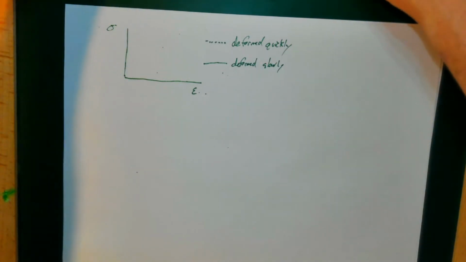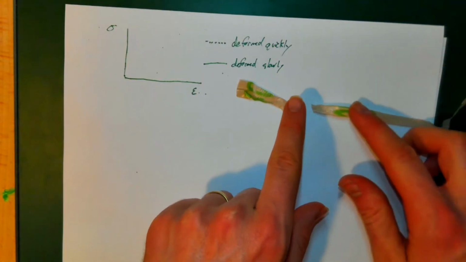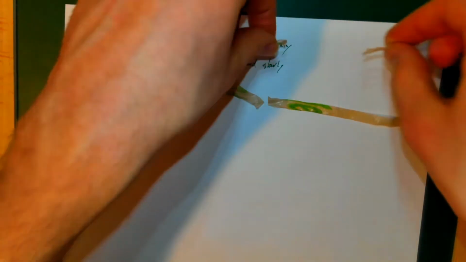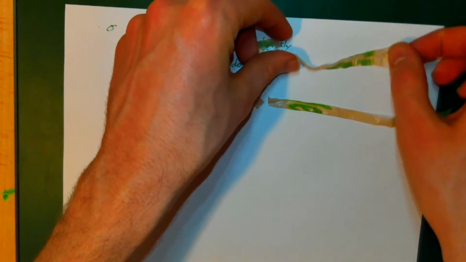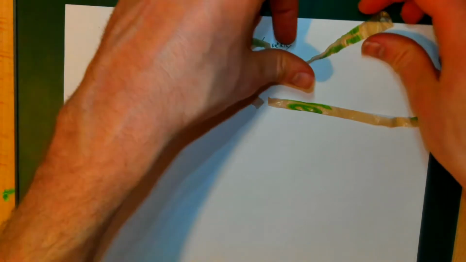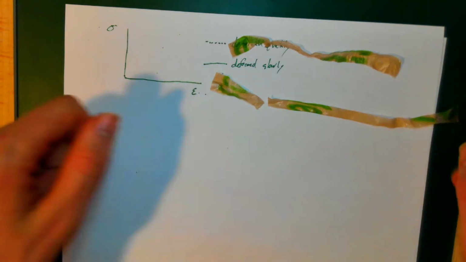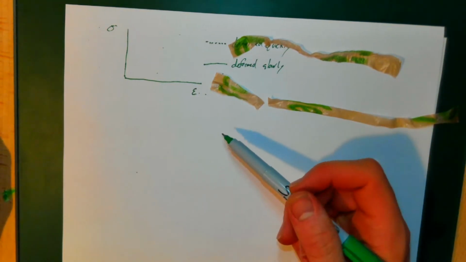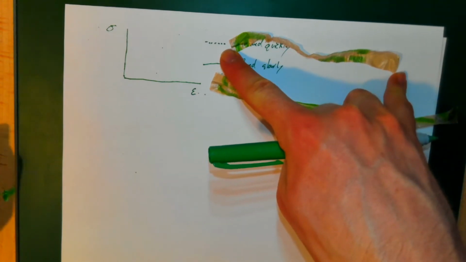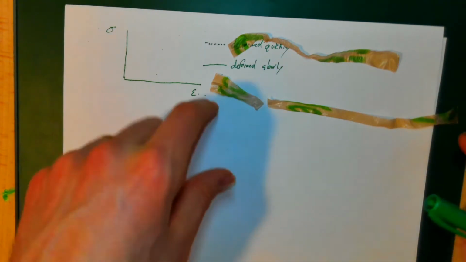And just so you can remind yourself which one was which, the one that I deformed slowly is this piece right here. And the one that I deformed quickly is this one right here. So they started with the same length, the same shape, etc. This one I pulled quickly, this one I pulled very slowly. Well, hopefully you've had a chance to pause and ponder. The key difference here is the one that deformed quickly, if you'll notice, ended up with much less strain when it failed compared to the one that deformed slowly.